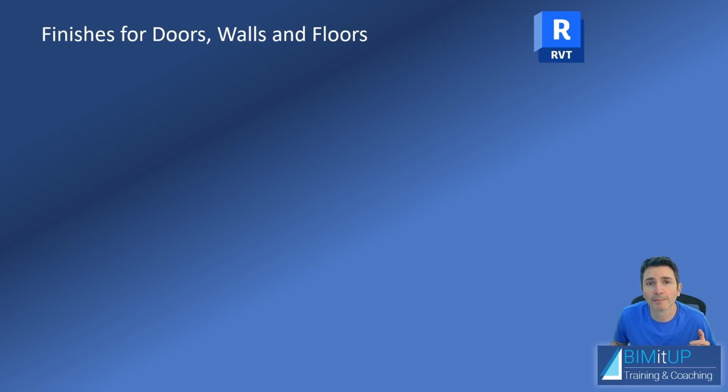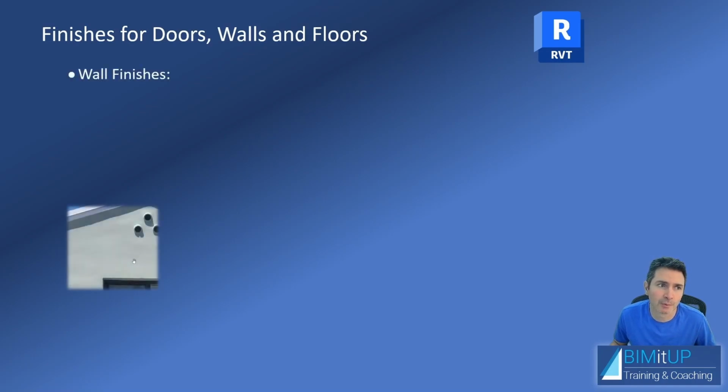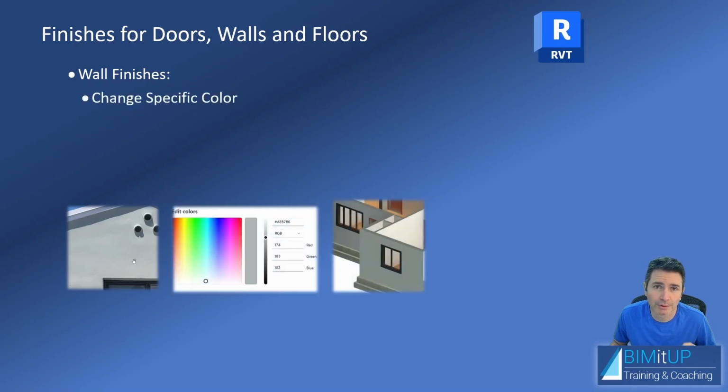Today we're going to be talking about finishes for doors, walls, and floors. We're going to start with wall finishes. We're going to focus on the exterior wall. We're going to do interior walls as well, but the interesting one is the exterior wall because I'm going to show you two different options.